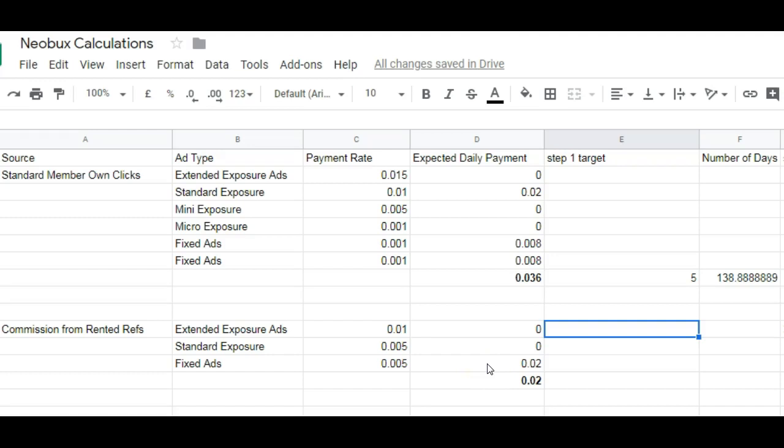You will get some who are not clicking at all on some days, and you will get other days where you'll be earning more. So you need to just think of this as an average amount, and I think it is quite realistic to expect that you will receive 0.02 as an average from each rented referral that you have on your account.